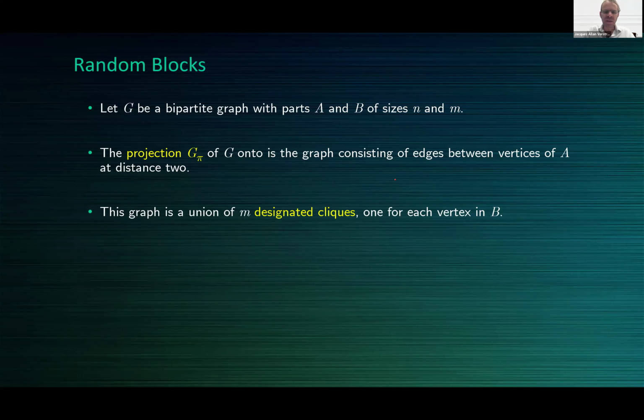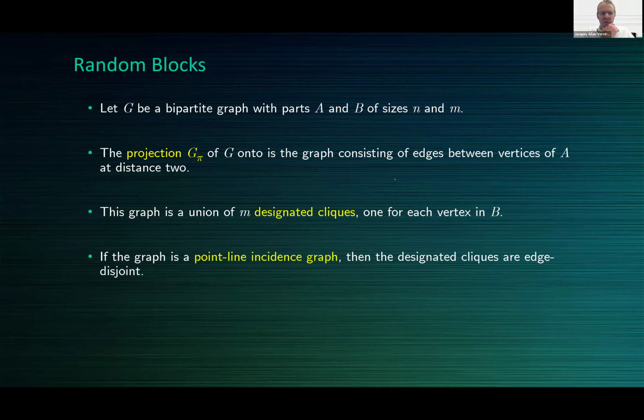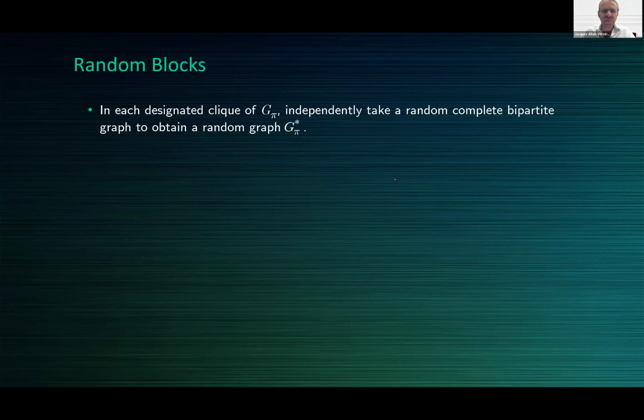So you can do that. And for each vertex on the other side, you get a clique in this new graph, right? Because the neighborhood of a vertex on the other side is a clique in this graph. And if the graph is some sort of point-line incidence graph, which means it doesn't have any four-cycles in it, then these so-called designated cliques are edge-disjoint, right? No two of these cliques can share an edge. And I'll draw a picture.